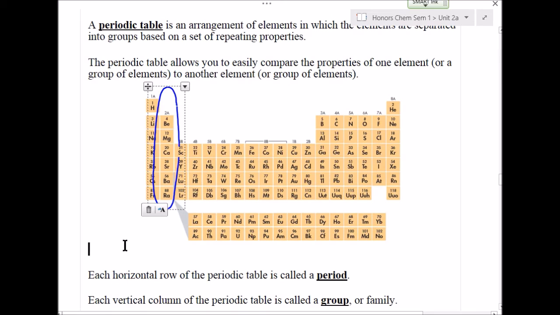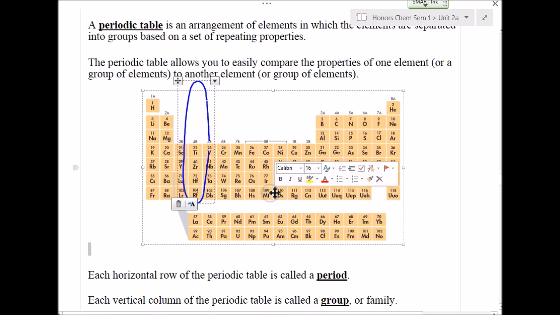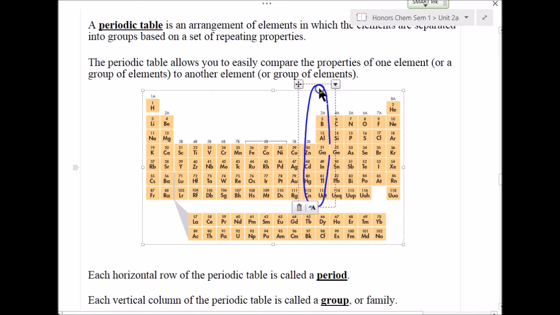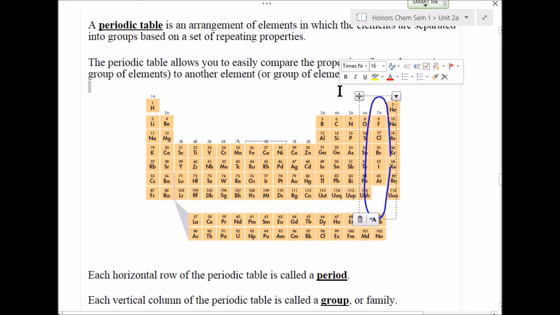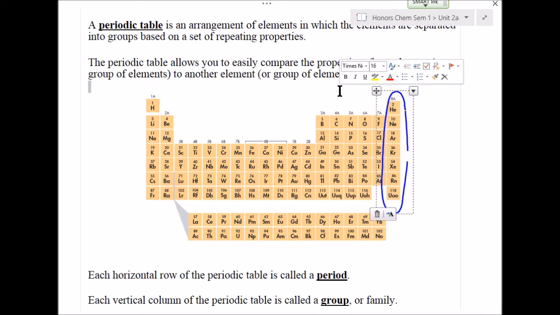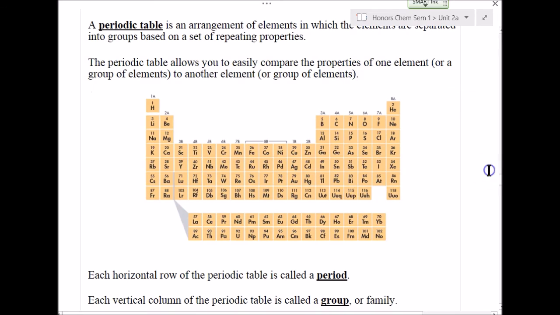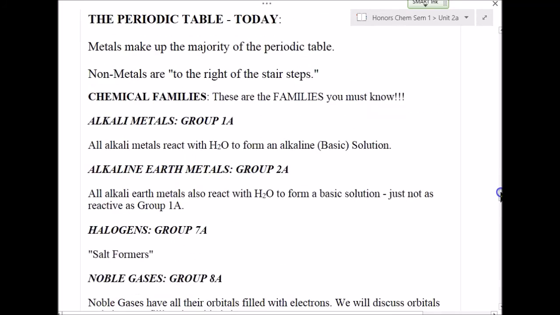Looking at group 2A, these are our alkaline earth metals. They're special, I guess. And then over here, group 7A, these are our halogens. These are our salt formers, and you'll generally see that with one of these. One of the most common that we're familiar with is sodium with chlorine. And then this last group represents what? Noble gases. And we'll talk about how stuck up they are later on. They don't like to dance with anybody.